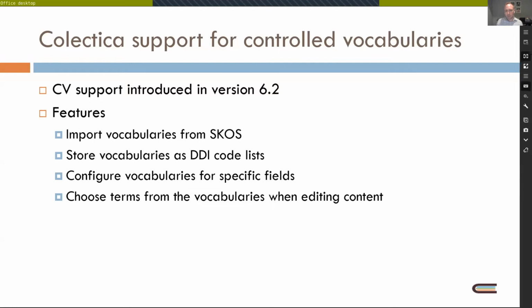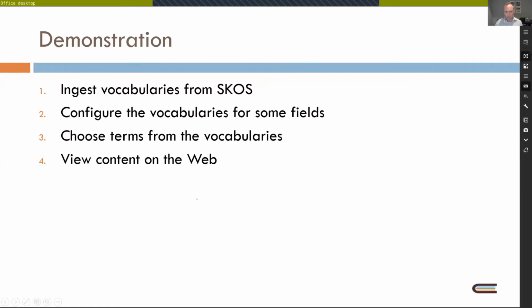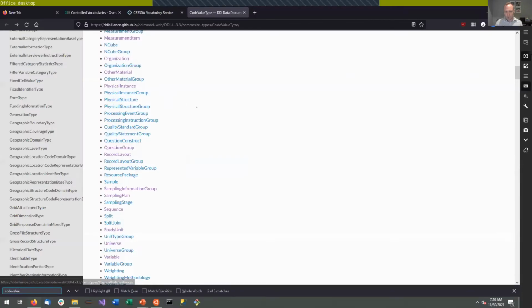So next, then, we can configure vocabularies to be used for specific fields within our editors like Colectica Designer. And then when you're editing things like a study unit, for example, we can choose those terms from the vocabulary that's configured for a certain field. So I'm going to walk through doing this for a bit just to show how that works. First, we're going to take a vocabulary or two from SKOS and ingest it. I think I'll just do one to start anyway.